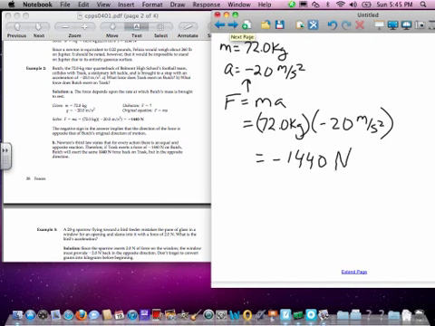Now, if he runs into Trask and he applies a force of negative 1440 newtons, well, guess what? Trask is going to exert the same force, equal but opposite. So if this was negative 1440, Trask would be applying 1440 newtons. Okay, equal but opposite.